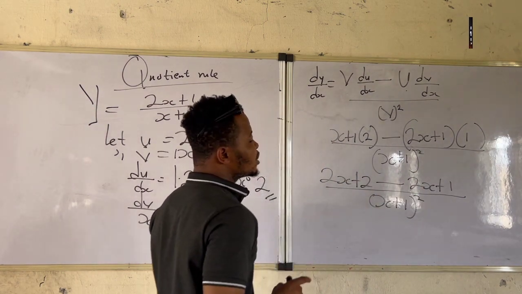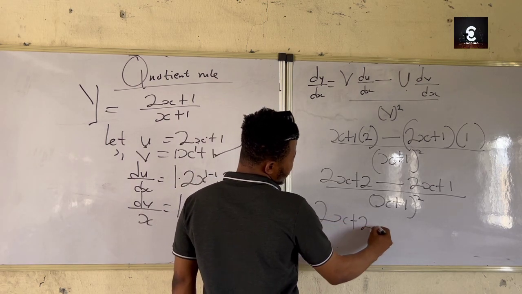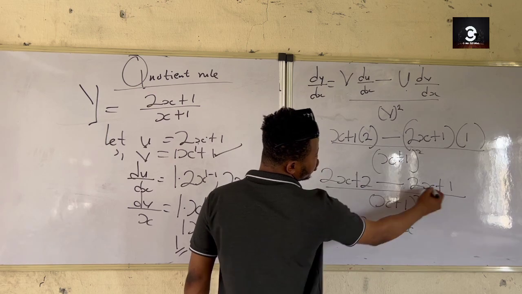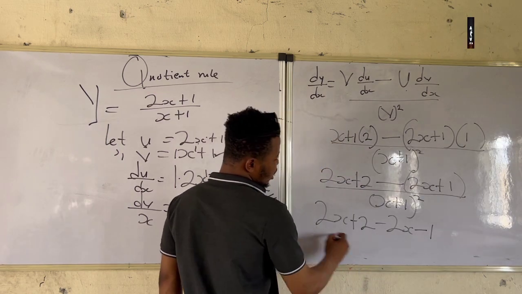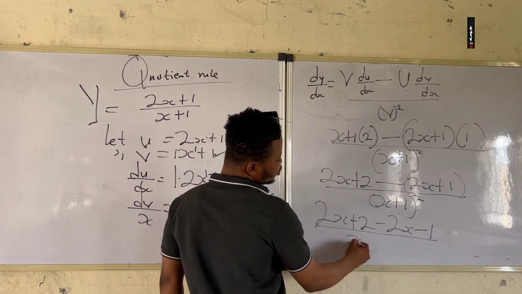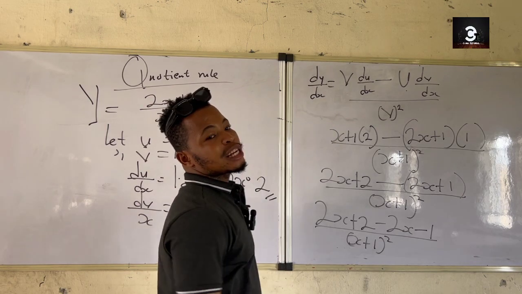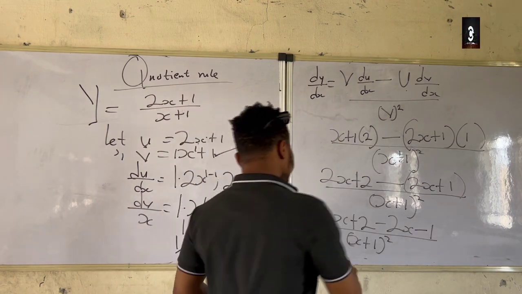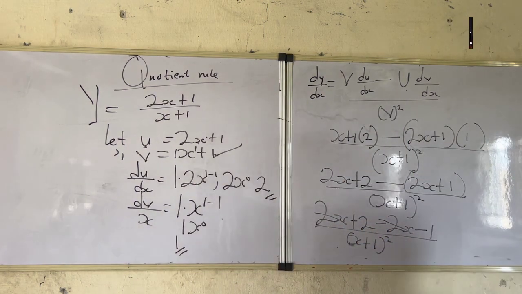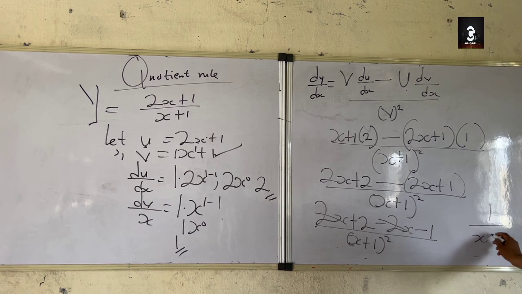Remember, minus is always strong. Now we have 2x plus 2 minus 2x, and the minus comes here, so it becomes minus 1. Most students will be like, sir, what should I do to this x plus 1 raised to power 2? If you want, you can expand it, or if you wish, you can leave it that way. So watch. Plus 2 cancels minus 2x. 2 minus 1 is 1 over x plus 1 raised to power 2.